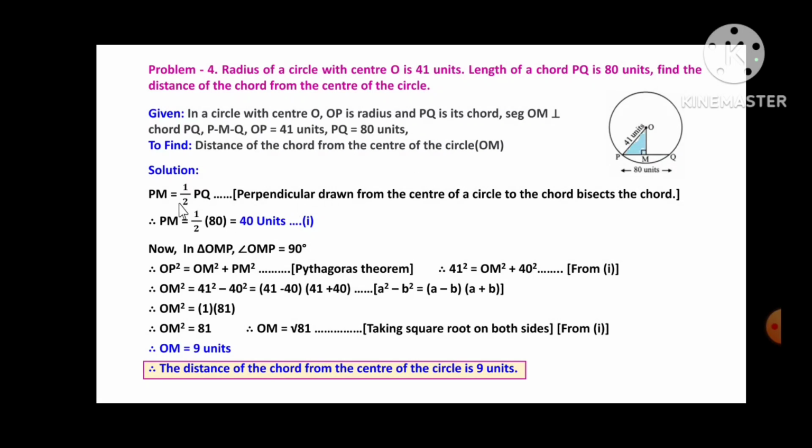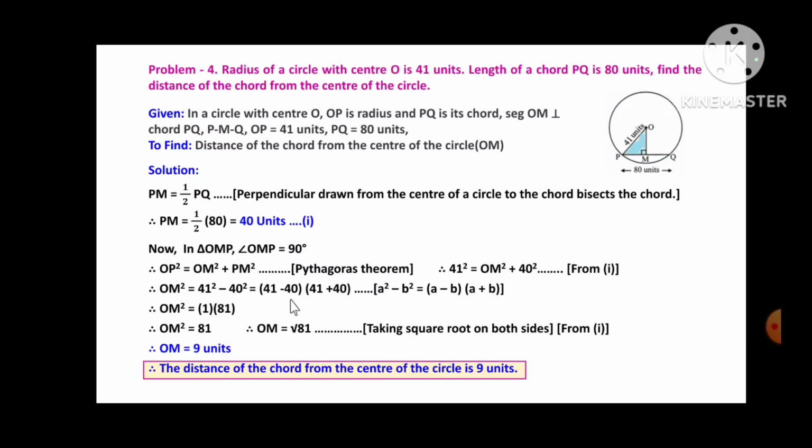We know that the perpendicular is drawn, therefore PM is half of PQ. So PM is half into 80, 40 units, since a perpendicular drawn from the center bisects the chord. This property we have used here. Now in triangle OMP, which is shown with blue color, we get OP square is equal to OM square plus PM square by using Pythagoras theorem. OP is 41 square, equal to OM square plus PM, which is 40 square. So OM square is equal to 41 square minus 40 square. Again we are using the property A square minus B square equals A minus B into A plus B.